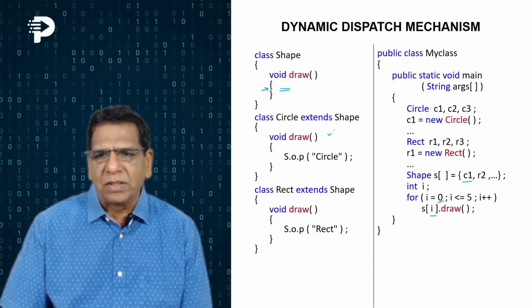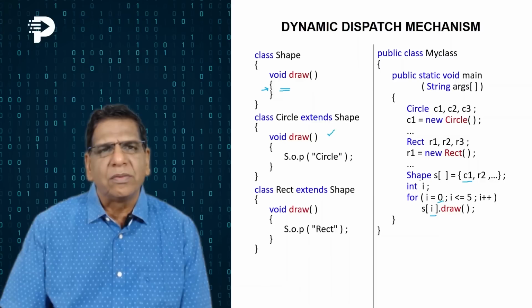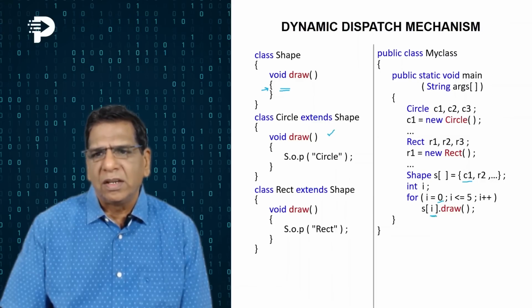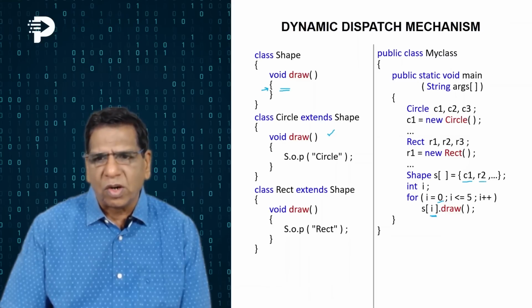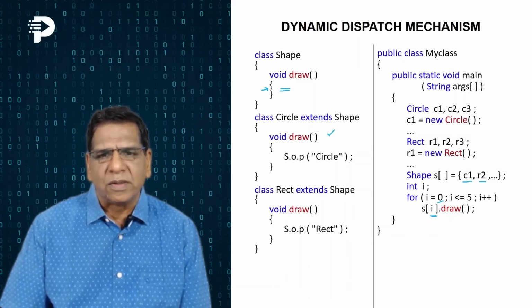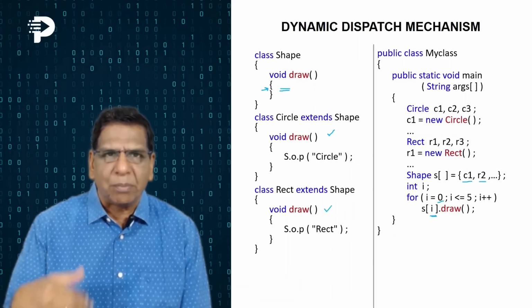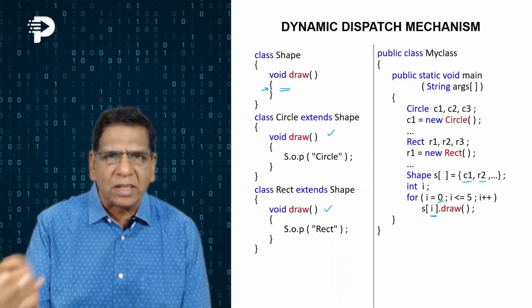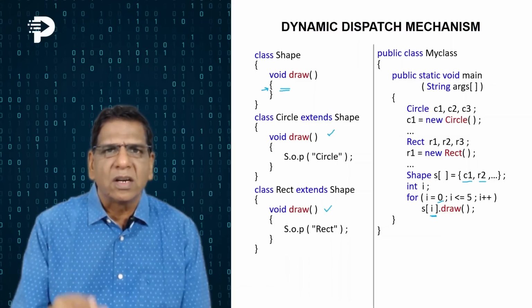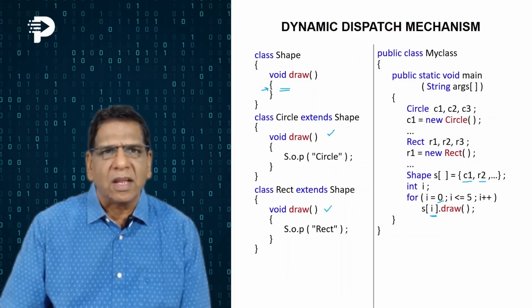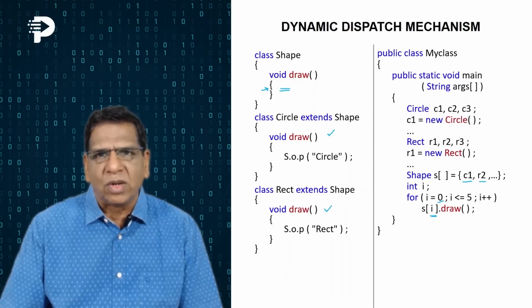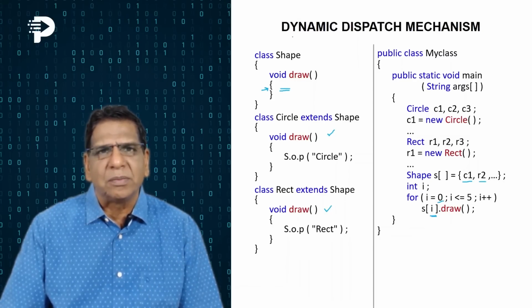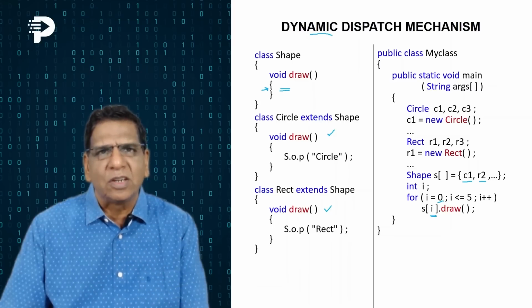When i becomes 1, this becomes S1 dot draw. What does S1 contain? S1 contains a rectangle object's address. So S1 dot draw will bring me to the draw of the rectangle class. That is why I am saying that appropriately it will take us to either the draw of the circle class or the draw of the rectangle class. And this is happening at runtime. That is why it's known as a dynamic dispatch mechanism. Dispatch mechanism means function call.